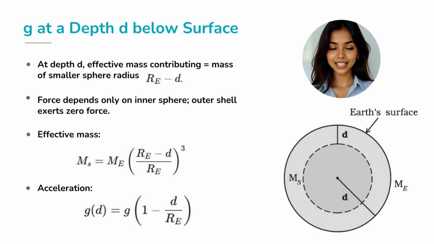So the effective acceleration becomes g(d) equals g multiplied by (1 minus d divided by Re). That means gravity decreases linearly with depth. Go deeper and the pull softens. At Earth's center, g becomes 0. You would literally feel weightless. Imagine floating at Earth's core, pulled equally in all directions, with no net force.